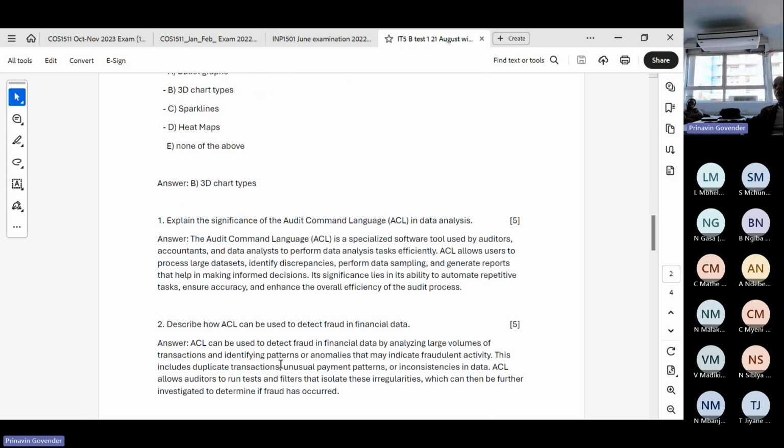The next one: how can audit command language be used to detect fraud in financial data? ACL is used to detect fraud in financial data by analyzing large volumes of transactions, and it looks for patterns or anomalies that indicate fraudulent activity. Let's say, for instance, on a spreadsheet, there's a person that continuously takes petty cash on the 23rd of every month. Because they're not allowed to take more than 500 rands, they take 499, and they make some weird looking receipts. You can pick that up as a pattern. That's what audit command language will do. It'll pick up that on the 23rd of every month, someone is taking a certain amount, or that person X is the one continuously making a petty cash claim.